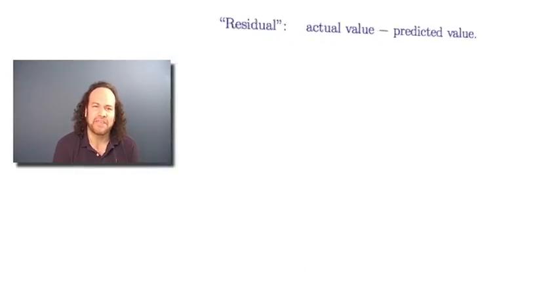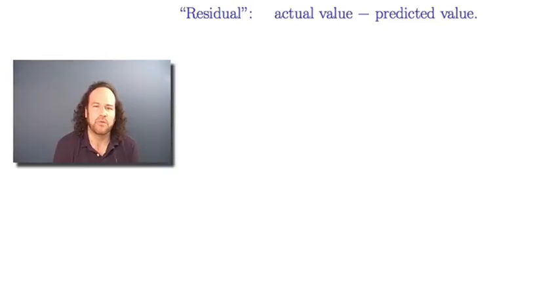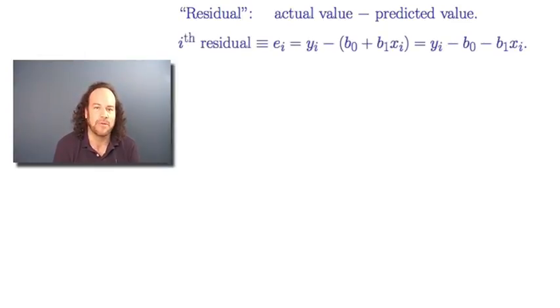Finally, let's talk about the residuals. So by residual, we'll mean the actual value that we observed minus the value that we would predict according to that line of best fit. So that is to say, the ith residual, we'll call it e sub i, and it's going to be y sub i minus what we would get on the line, namely b0 plus b1 times xi. So you can rewrite it like this, and then we can start to learn some things about the residuals too.